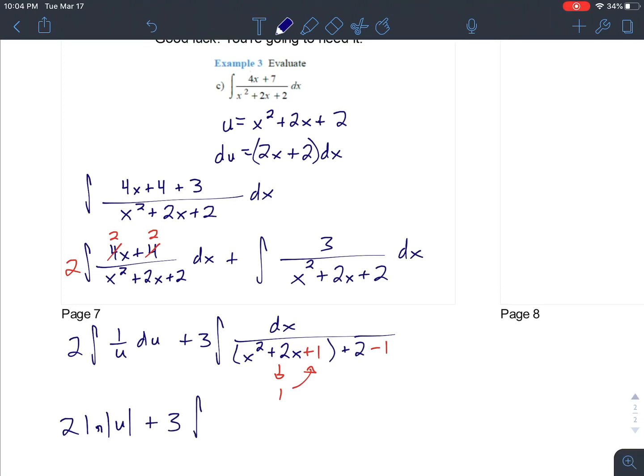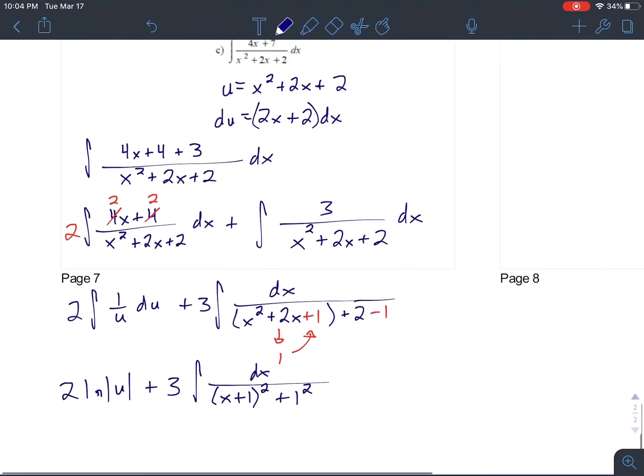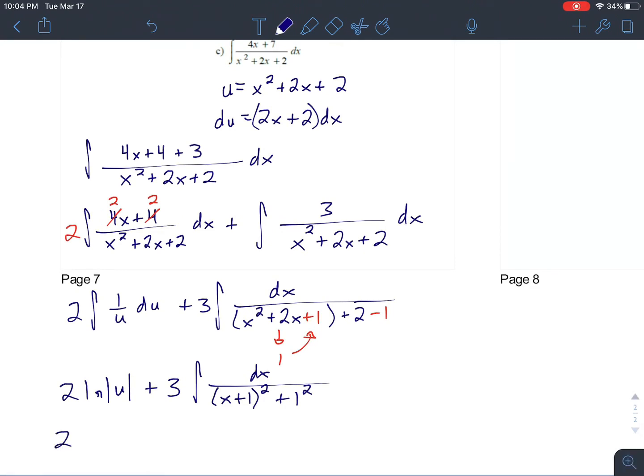Then we're going to have plus 3 integral of dx over, and that will turn into x plus 1 quantity squared plus 1. And I'm going to write that as squared as well. And you should see that this is going to integrate into arctangent.